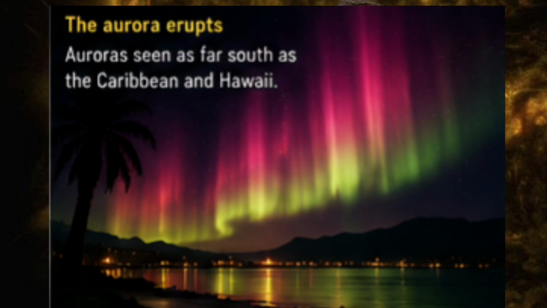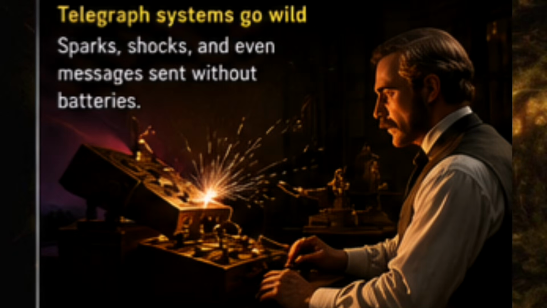Auroras appeared in the Caribbean and Hawaii. They were so bright that people woke up in the middle of the night thinking it was day. They could read papers in this bright glow. Birds started singing because they thought the sun had risen. But there was a more dramatic consequence.